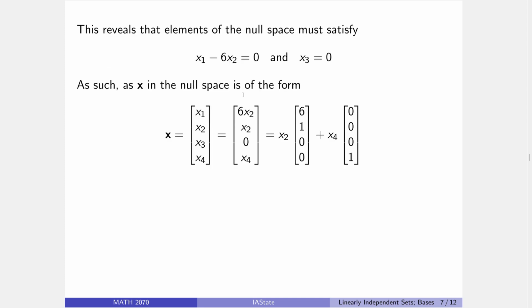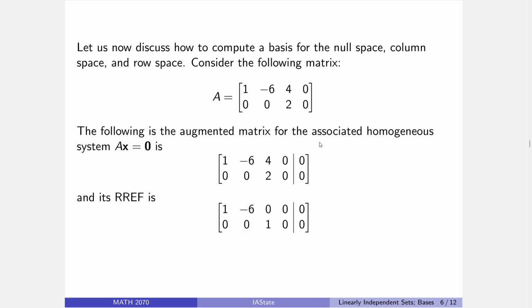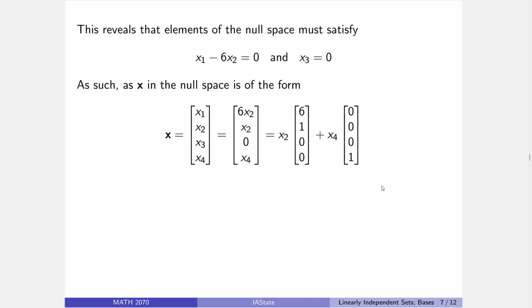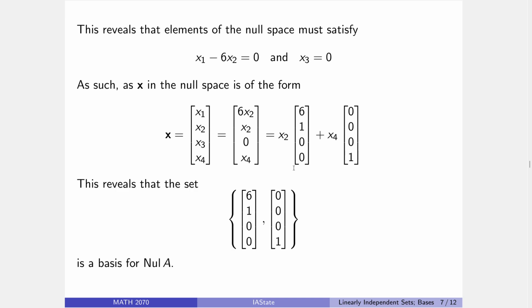So every x in the null space is of this form here. Now note x1 has to be 6x2. x3 has to be 0, but x2 and x4 are free because, again, they're not a pivot column. 1 and 3 are pivot columns. Alright, and that lets me pull apart the vectors as follows.